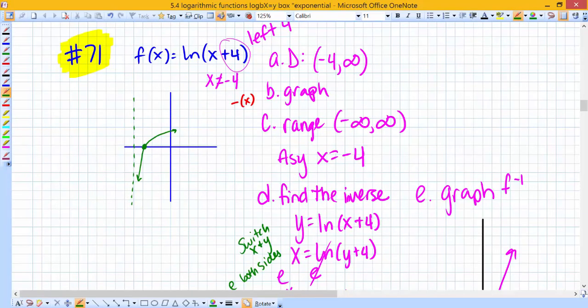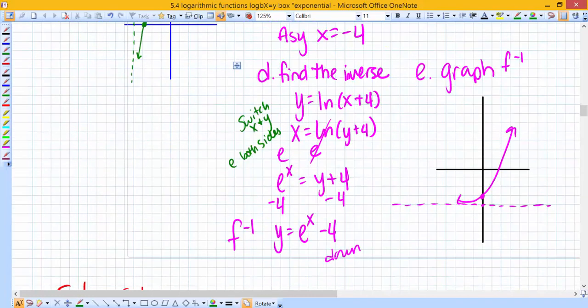I'm not going to go over the domain and the range. You guys should be good with that. The asymptote, you should be good. The inverse, I'm not too concerned about. Let me talk you through it.